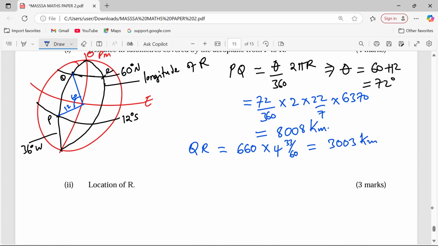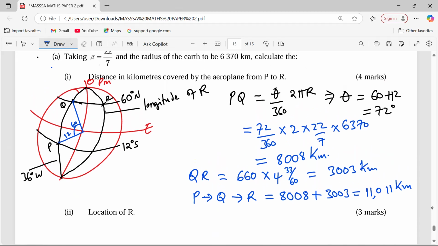So with this information, from P to Q, then to R, we'll have 8,008 plus 3,003. And this is going to give a total of, no, 11,011 kilometers. This is a comma to show 11,011 kilometers. So that is the total distance covered between the two places.